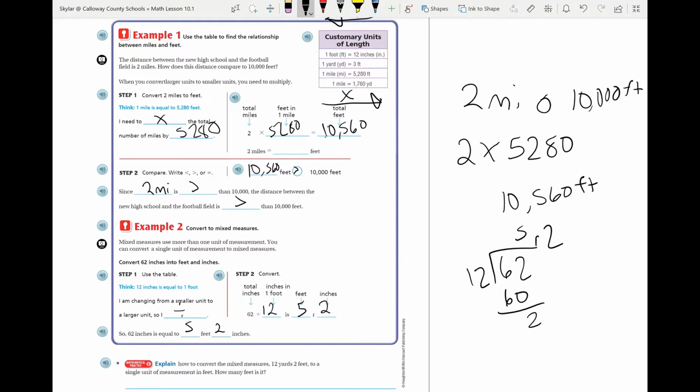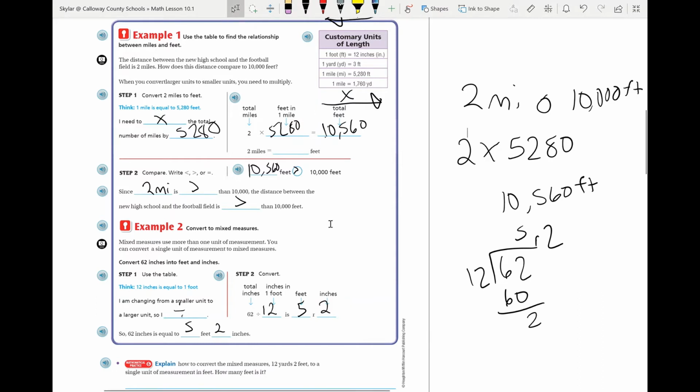Your remainder just becomes whatever unit you had before. Whatever unit you had before is going to give you the unit for your remainder. So 5 feet and 2 inches.